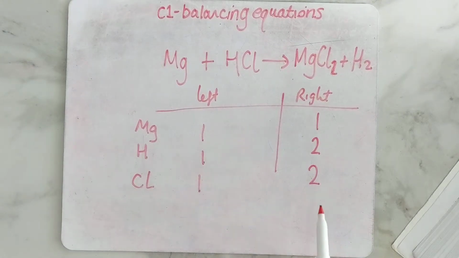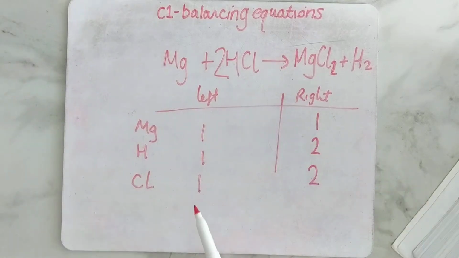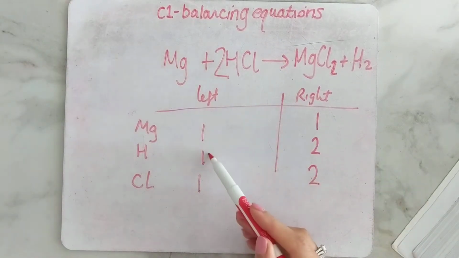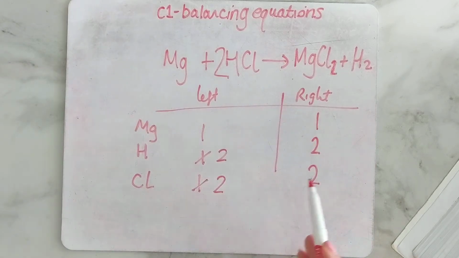So what could we do on the left hand side in order to get 2 hydrogens and 2 chlorines? Put a big 2 in front of HCl. So now it's 2 times H is 2, 2 times Cl is 2, and we're balanced. That's it.